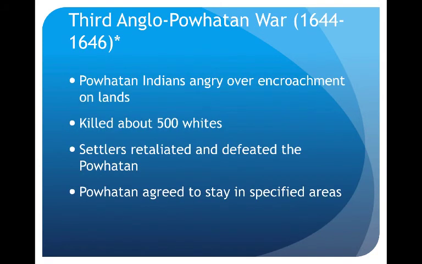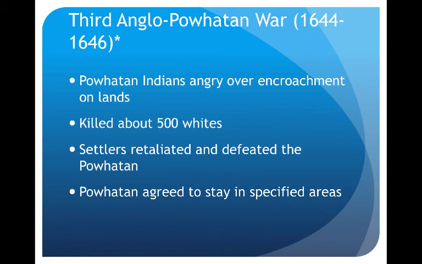Third Anglo-Powhatan War. We won't talk about the second, but the third one happens because more and more white settlers are arriving in Virginia, and of course they're pushing farther and farther into Powhatan land, encroaching on their land. And they didn't respect Native American claims to land.